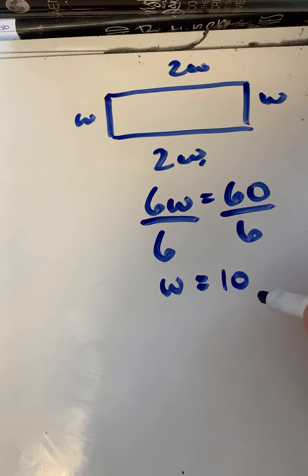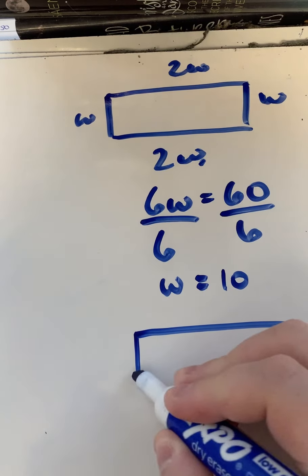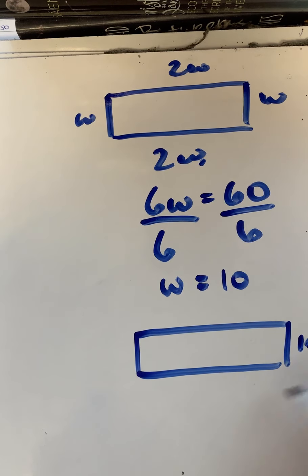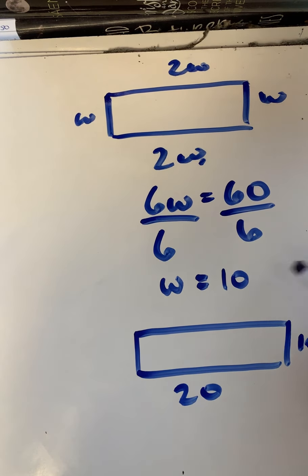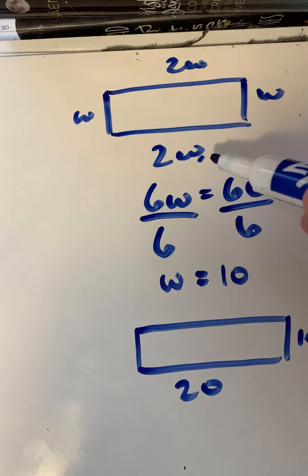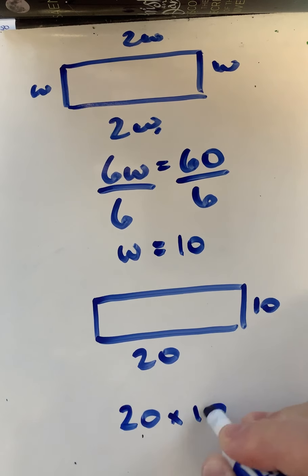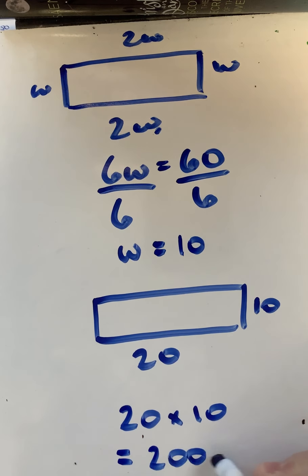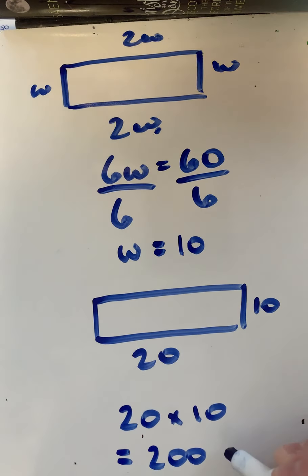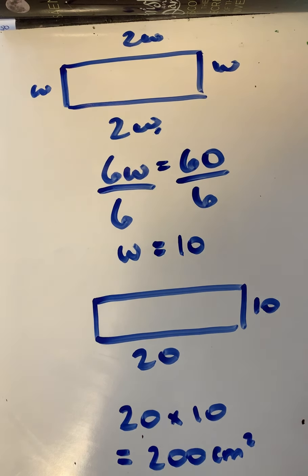The width is 10. So now I can almost redraw this and say that this is 10 and this is 20, right? Because if this is 10, this is 2 times 10. And now it's simple math. 20 times 10 equals 200 units squared. Let's say centimeters squared in this case.